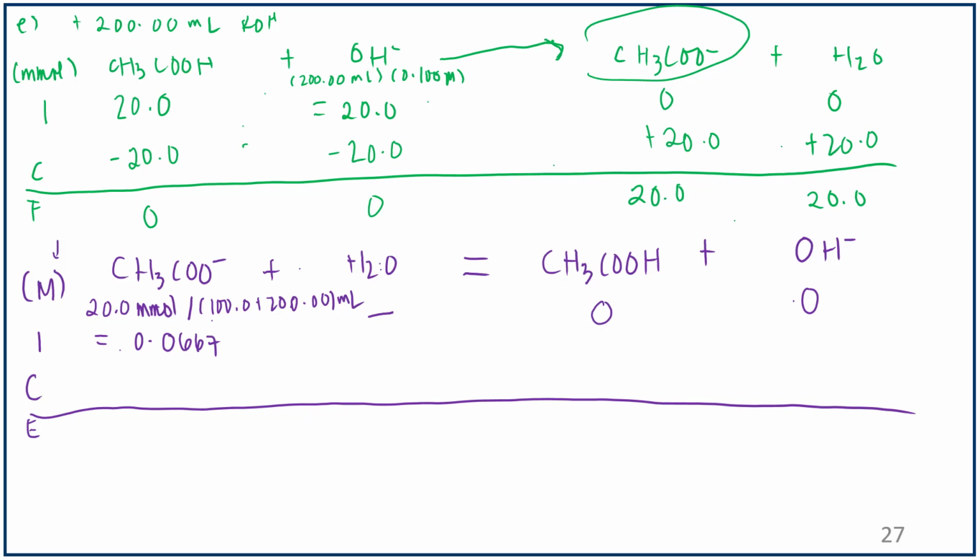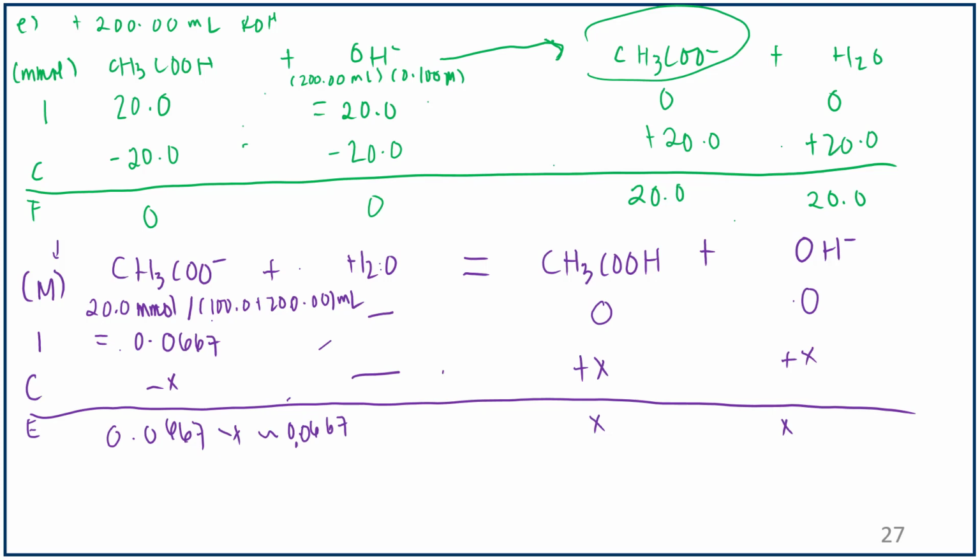And then from there, the change will be minus X, plus X, and this will be plus X. So that we have at equilibrium 0.0667 minus X, X, and then X. We can then set up an expression for Kb. First, we assume that X is negligible, so that the concentration of acetate ions at equilibrium doesn't really change.